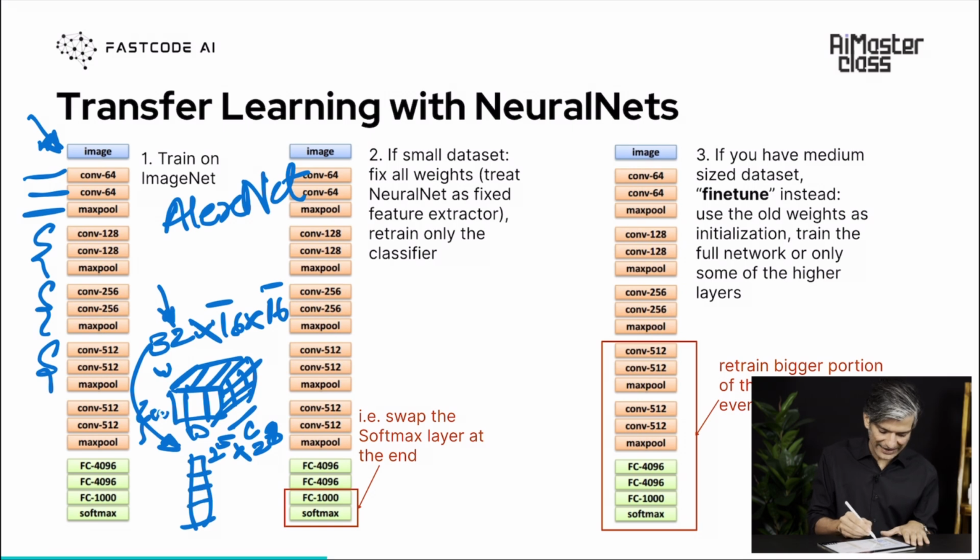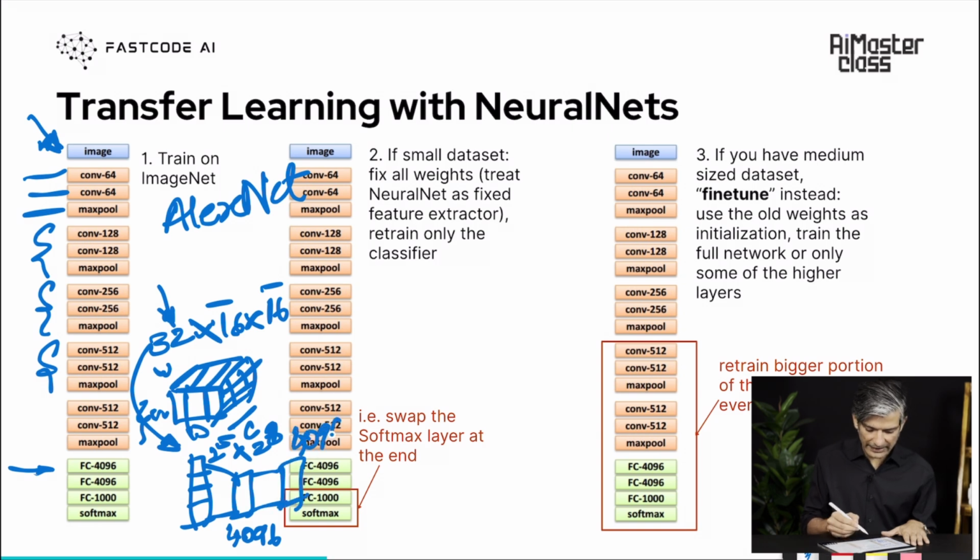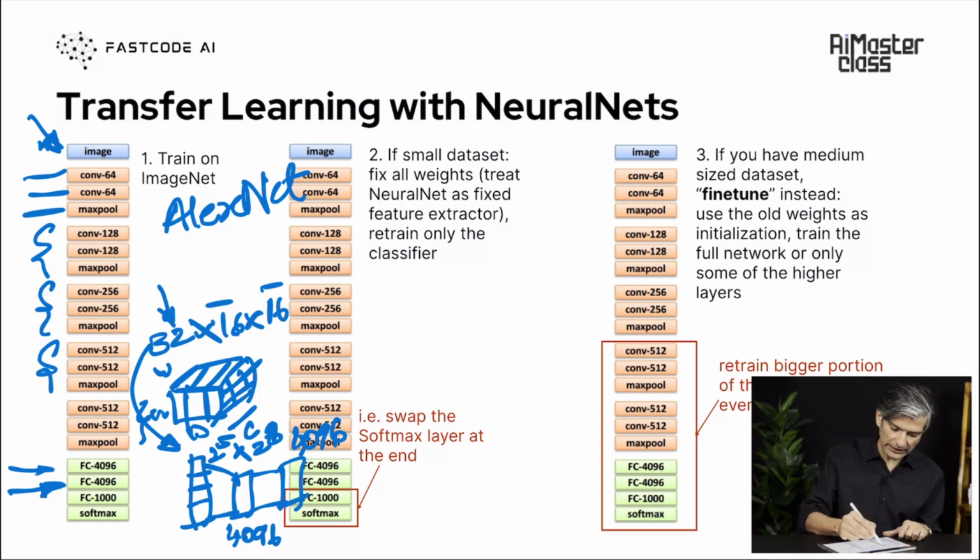So you have flattened this cube into one giant vector, and on this giant vector you have a fully connected layer which takes it to size 4096. Then this 4096 goes to again 4096, and we know this, right? In between of course there are ReLUs which we have not written here.